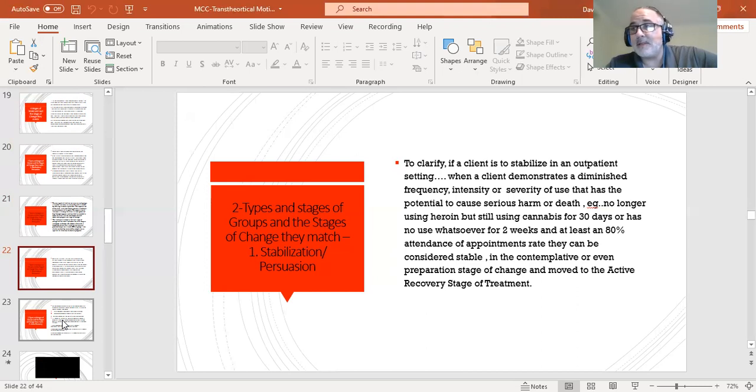They're about engagement, they're about availability, and they're about observation of us as the professional to see what's working, what's not working, and what we can do to help. You know what I mean? And the contemplative or even preparation stage of change, and then they're moved to the active recovery stage.